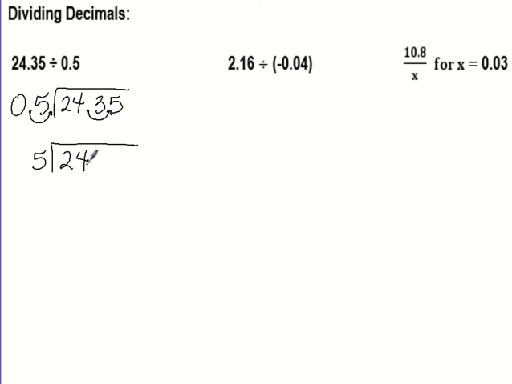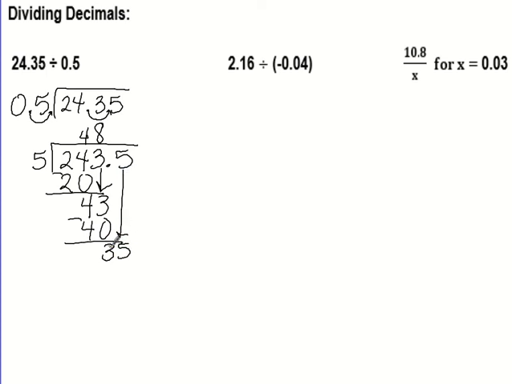So 243 and 5 tenths is what we get. You don't move it all the way over. They have to match, 1 and 1. 5 goes into 24 4 times, it's 20. Subtract, 4 left over, bring down my 3. 5 goes into 43 8 times, it's 40. Subtract, bring down my 5. And 5 goes into 35 exactly 7 times, and then I need to make sure I bring my decimal up. They're both positive, so this is 48 and 7 tenths.